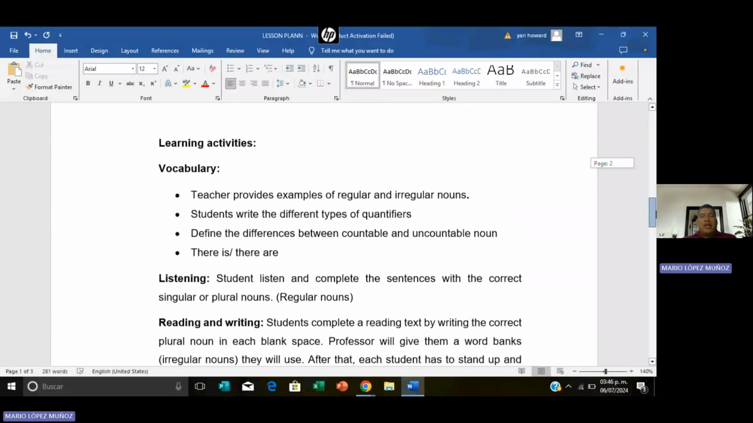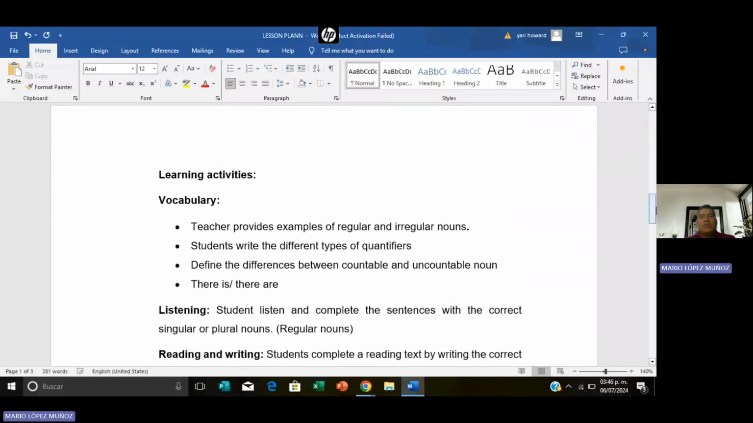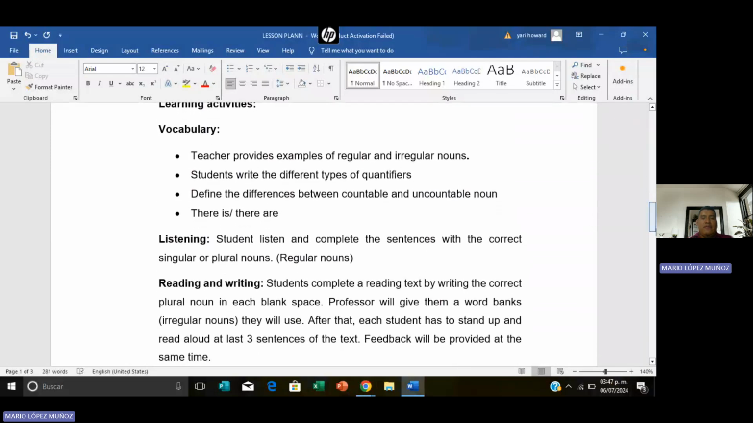And let's see the learning activities. You asked us to work on the four important skills, which are listening, speaking, reading, and writing. But recently, most of the research, most of the specialists suggest to all the teachers around the world to include vocabulary, which is considered also one of the skills that we have to add to our lesson. So that is why I included here the vocabulary.